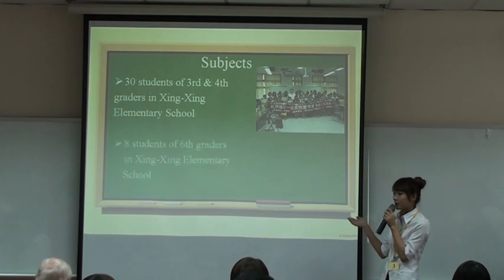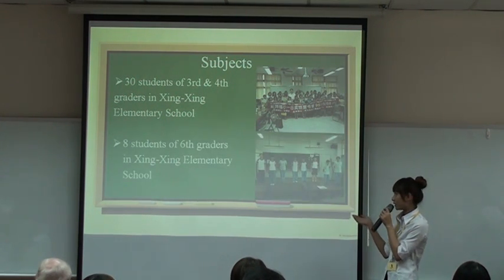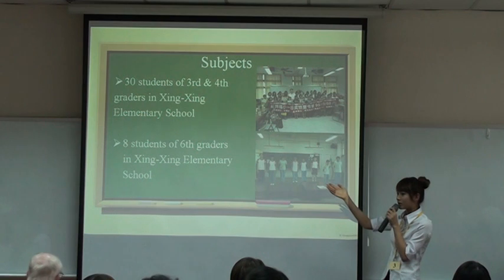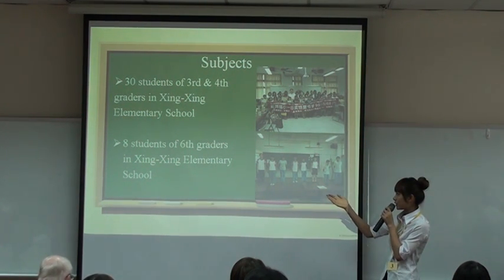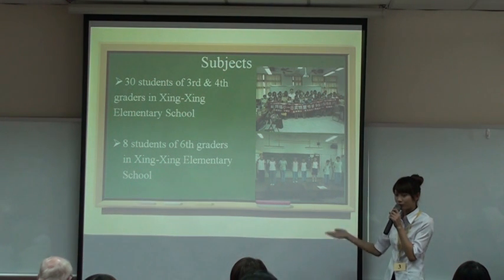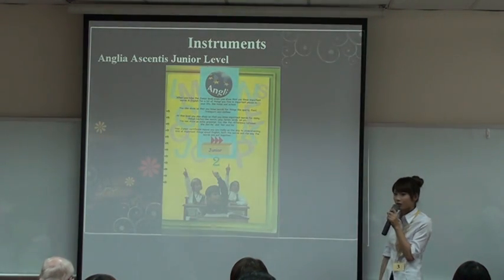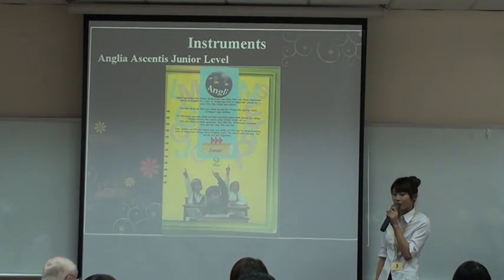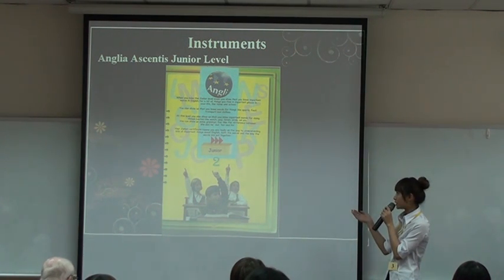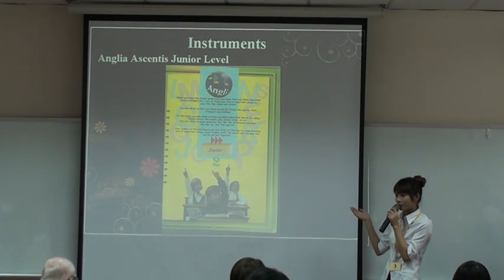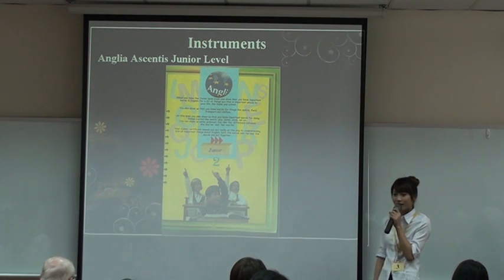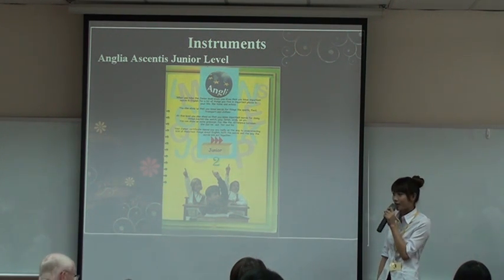In this study, we compare 2 kinds of implementing RT activities for 30 students in 3rd and 4th grades and 8 students in 6th grade of Cincinnati Elementary School. Regarding instruments, they are used to complete the purpose of the study. There are Anglia Assentis Junior level as a pre-test and post-test, and a pre-study and post-study questionnaire on RT for students. We choose Anglia Assentis Junior as our pre-test and post-test.